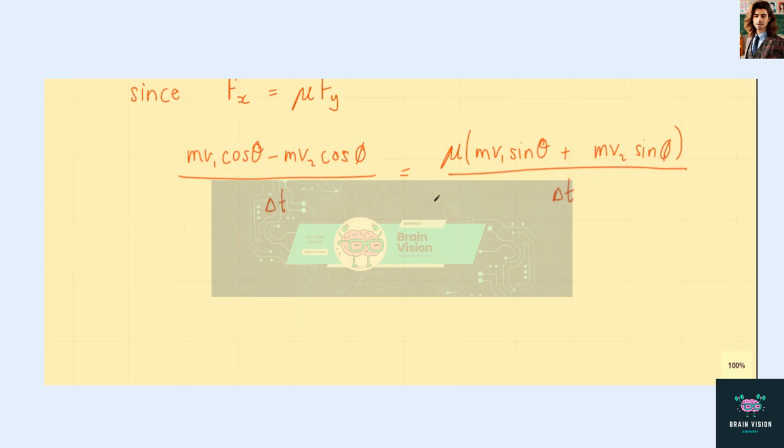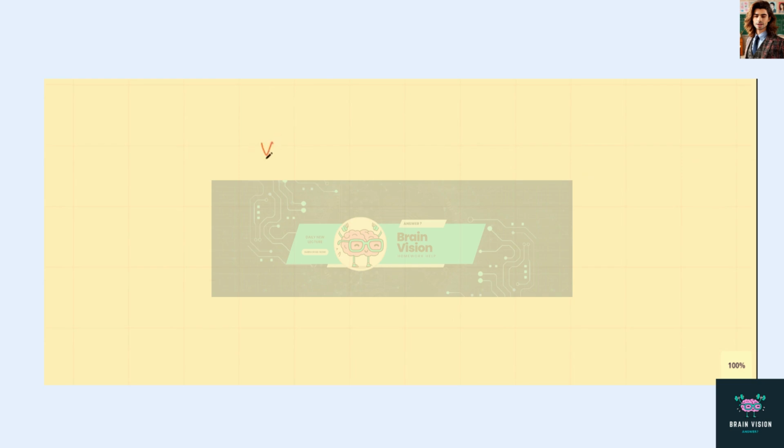And so from here we can create a ratio. If we divide both sides by v1 and rearrange, we get v2 over v1 to be the cosine of theta minus mu sine theta, all over mu sine phi plus cos phi. And so now we have an expression for v2 over v1 in terms of our angles.